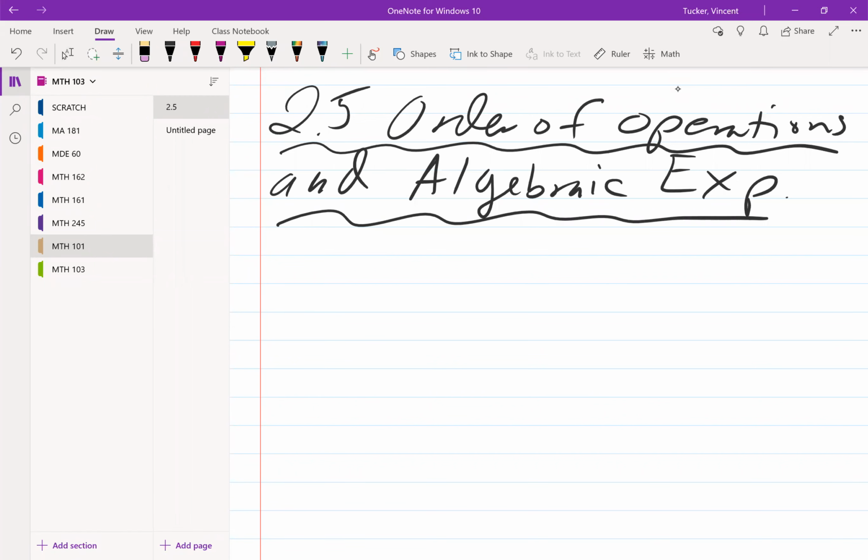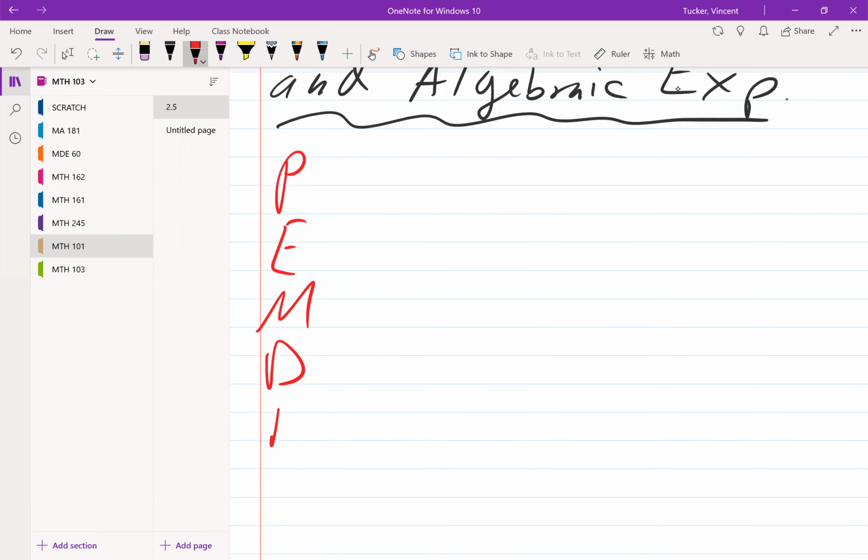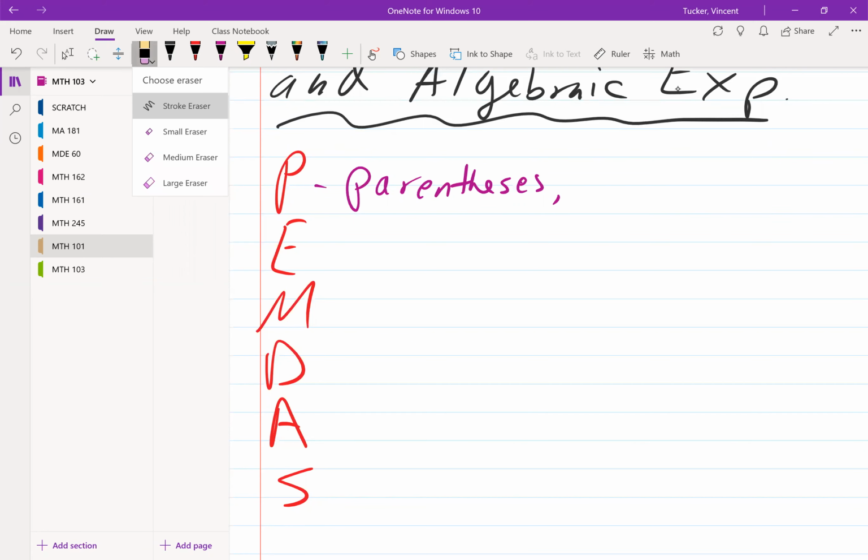How's it going, everyone? In this discussion of this lecture, we will be talking about order of operations and algebraic expressions. So this will cause us to start with PEMDAS. For some, they know it as, please excuse my dear Aunt Sally. We're in P's parentheses. But really, it is going to represent any grouping symbol.